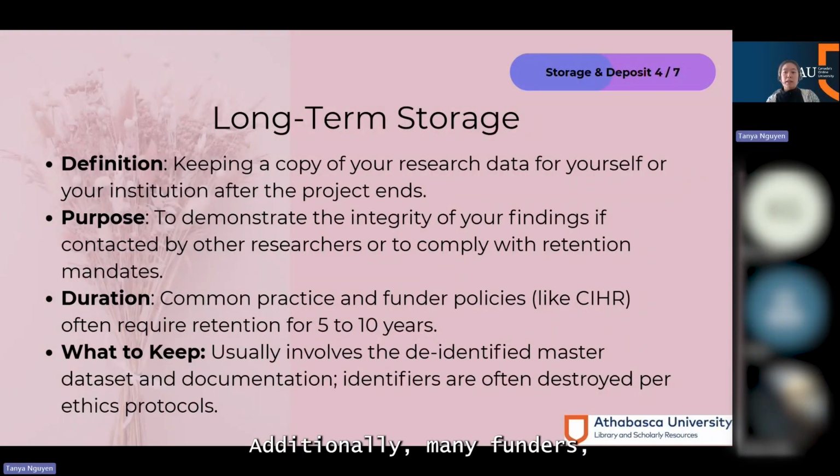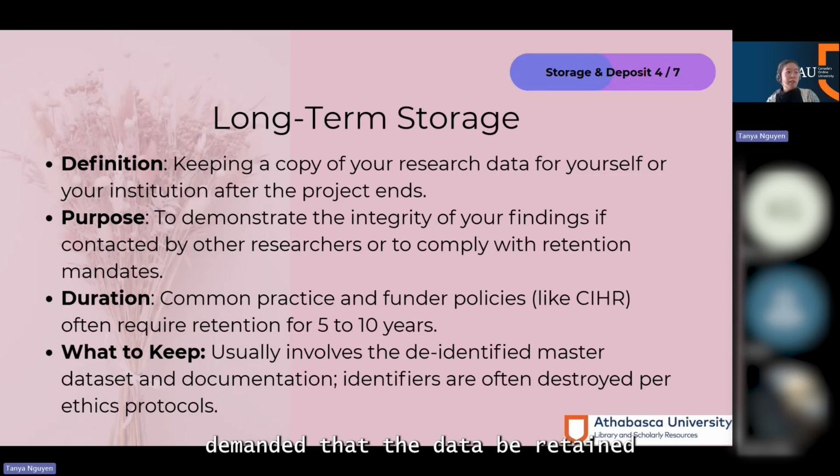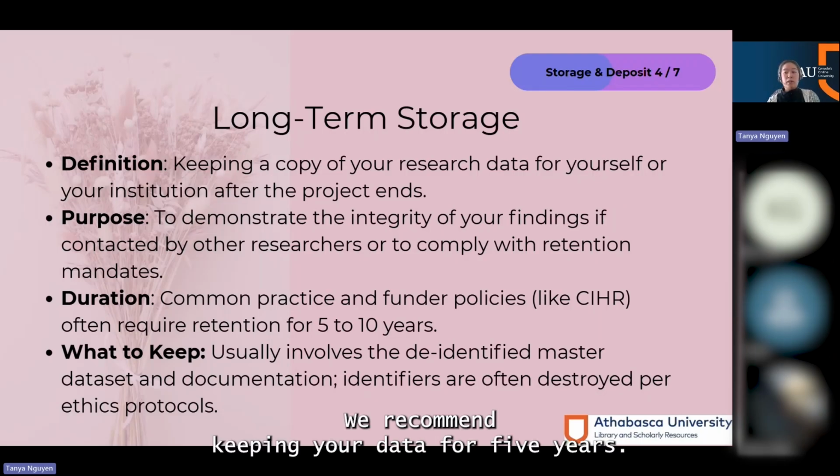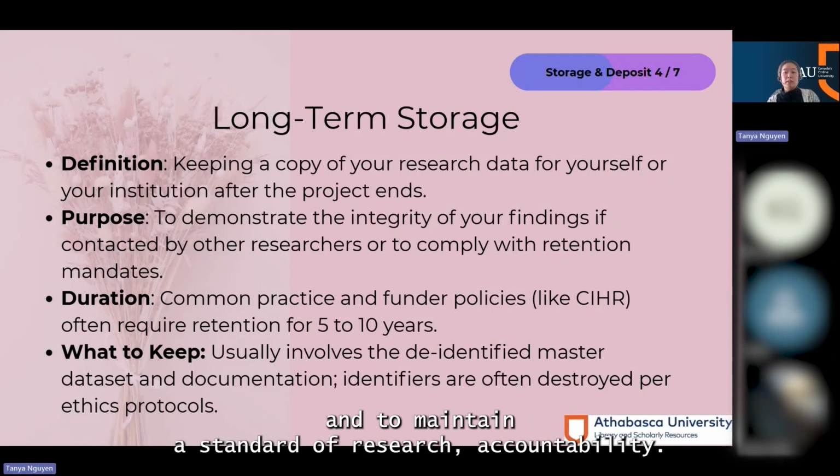Additionally, many funders, like the Canadian Institutes of Health Research, mandate that the data be retained for a period of 5 to 10 years. At AU, we recommend keeping your data for 5 years. This is to ensure compliance with their policies and to maintain a standard of research accountability.